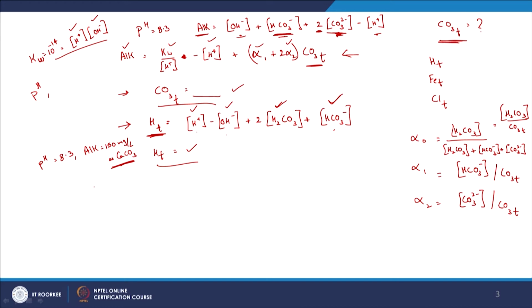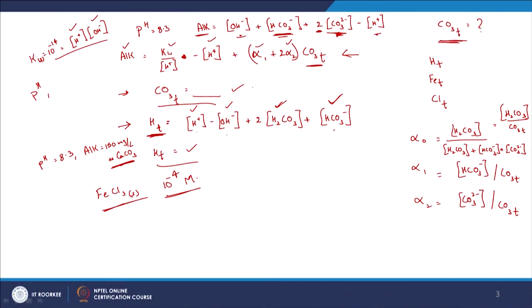So to this we are now adding FeCl3, the solid, at 10 power minus 4 molar. Now we need to understand how the system is going to change. Think of CO3 total now. We have CO3 total somewhere listed here. Did we list that here? Okay, we did not, so let's list that here. What is CO3 total equal to? We did find it out earlier.